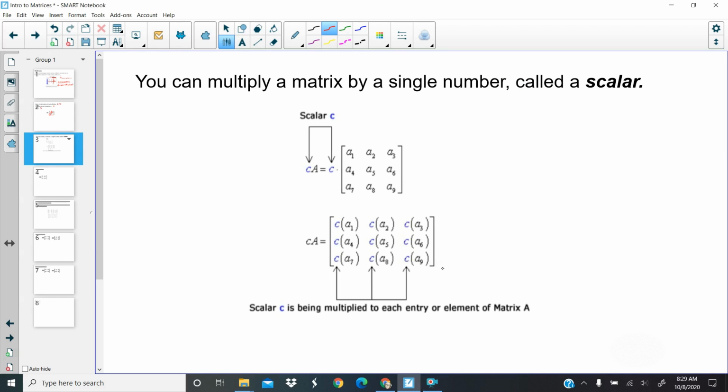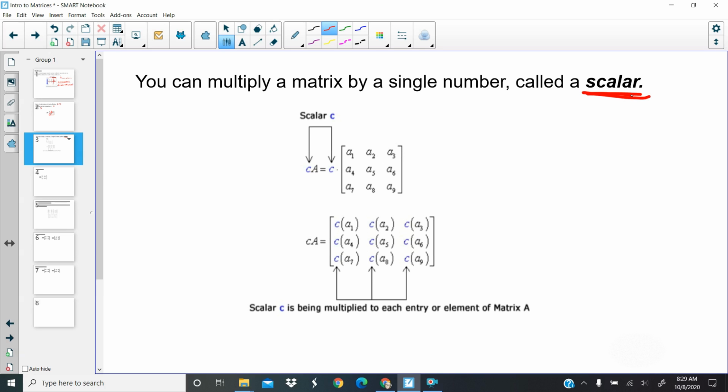So then, just getting into some of the operations that you can do with matrices. One thing that you can do is multiply a matrix by a single number, and that number is called a scalar. A scalar is basically just a number on the outside of the matrix, and whenever you're multiplying the matrix by that number, you can look at it as distributing that scalar to each of the elements in the matrix.